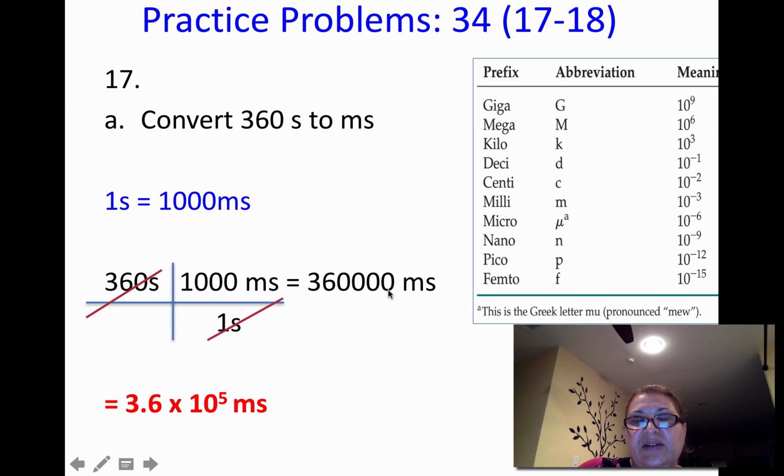We can convert that to scientific notation. You move the decimal 1, 2, 3, 4, 5 places to the left, so it's +5. 3.6 times 10 to the +5.